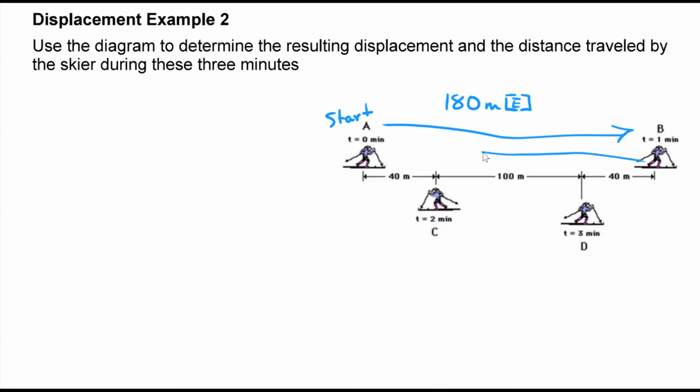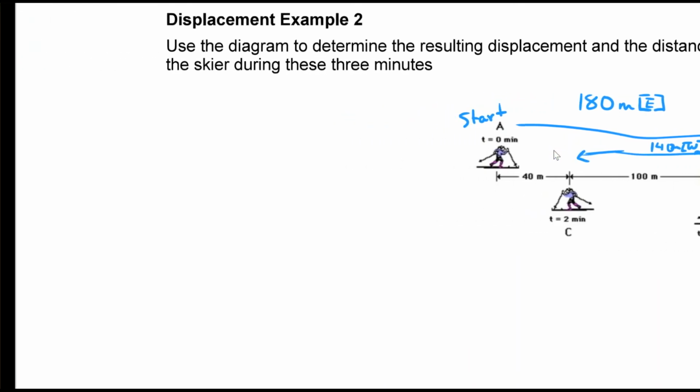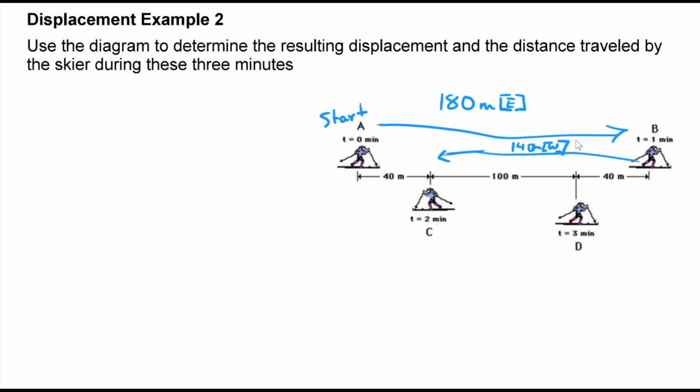we went from here to here. That was 140 meters west. I'm going to erase that. So I went from there to there. 140 meters west. Perfect. And then from C to D, we went 100 meters east.